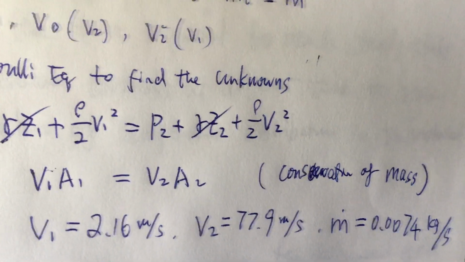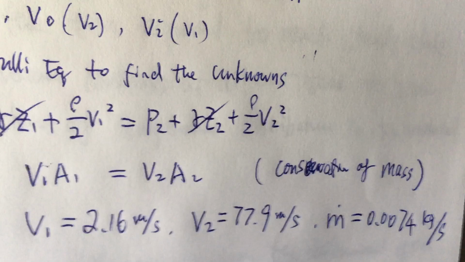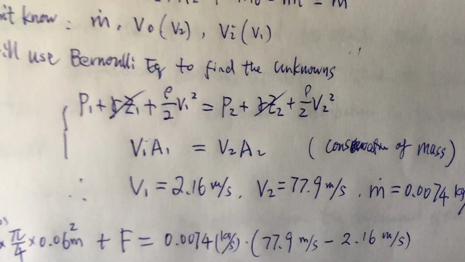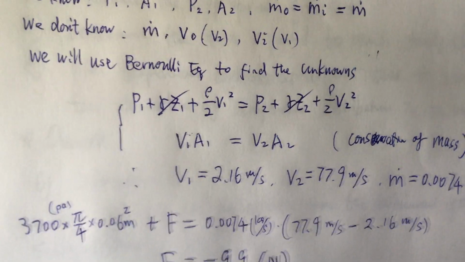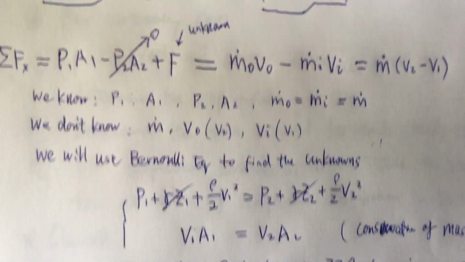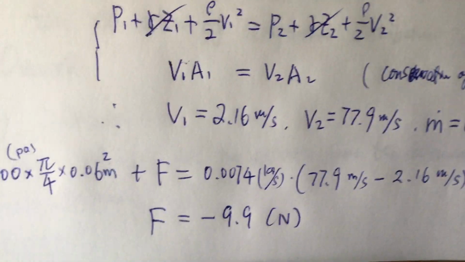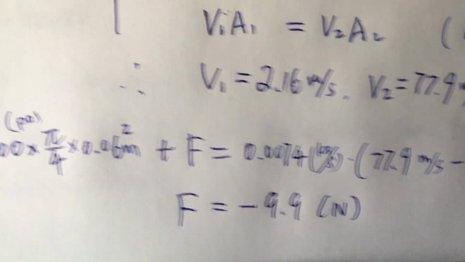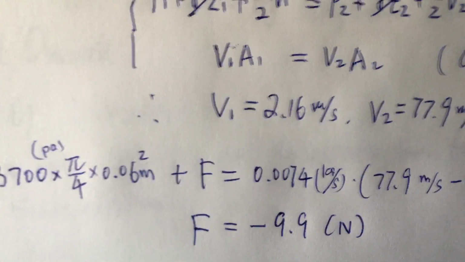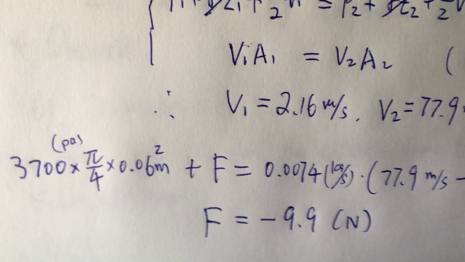So for the mass flow rate, you can use either V1 or V2 to calculate it. It is 0.0074 kilogram per second. Then you can substitute all the values into this momentum equation, right? To calculate the force, which is negative 9.9 Newton. Okay, that's the force required to hold it.